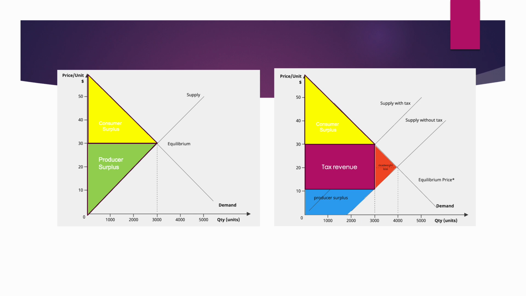Here you can see a new column was formed, the deadweight loss column, highlighted here in orange. This is the triangle formed by the new equilibrium quantity, the demand curve, and the new supply curve. It represents the loss of total surplus to society due to the tax, as some transactions that were mutually beneficial no longer occur due to the higher price.